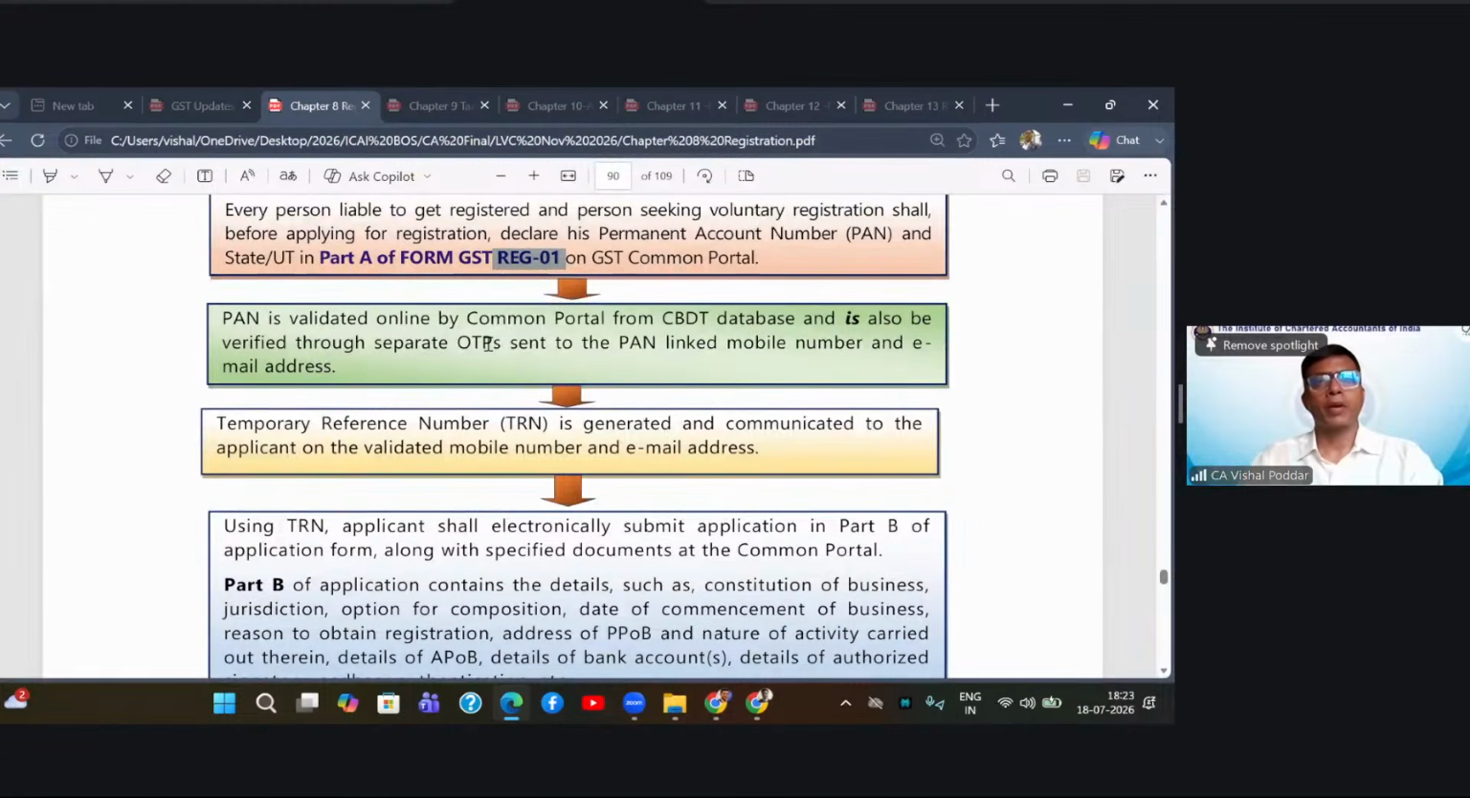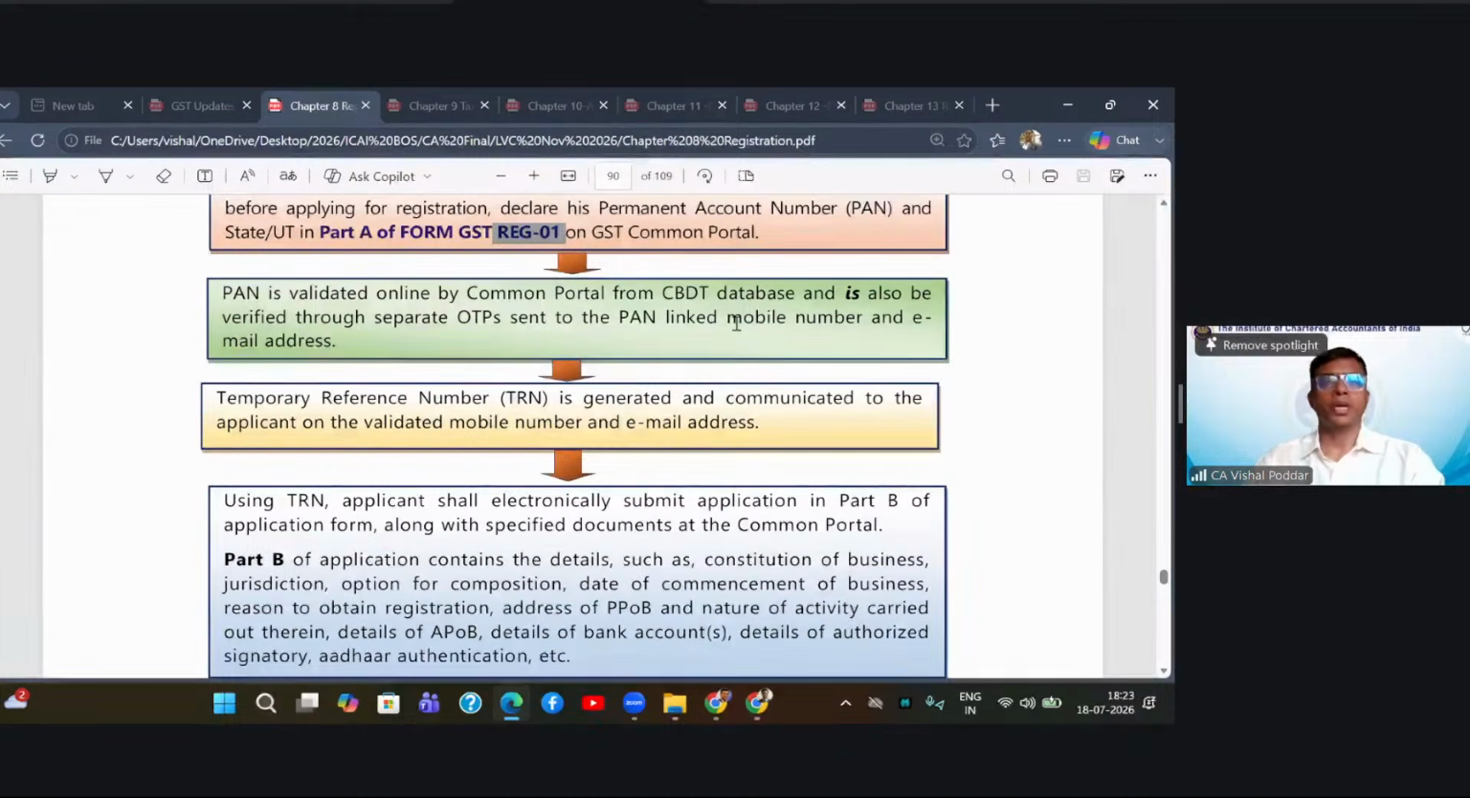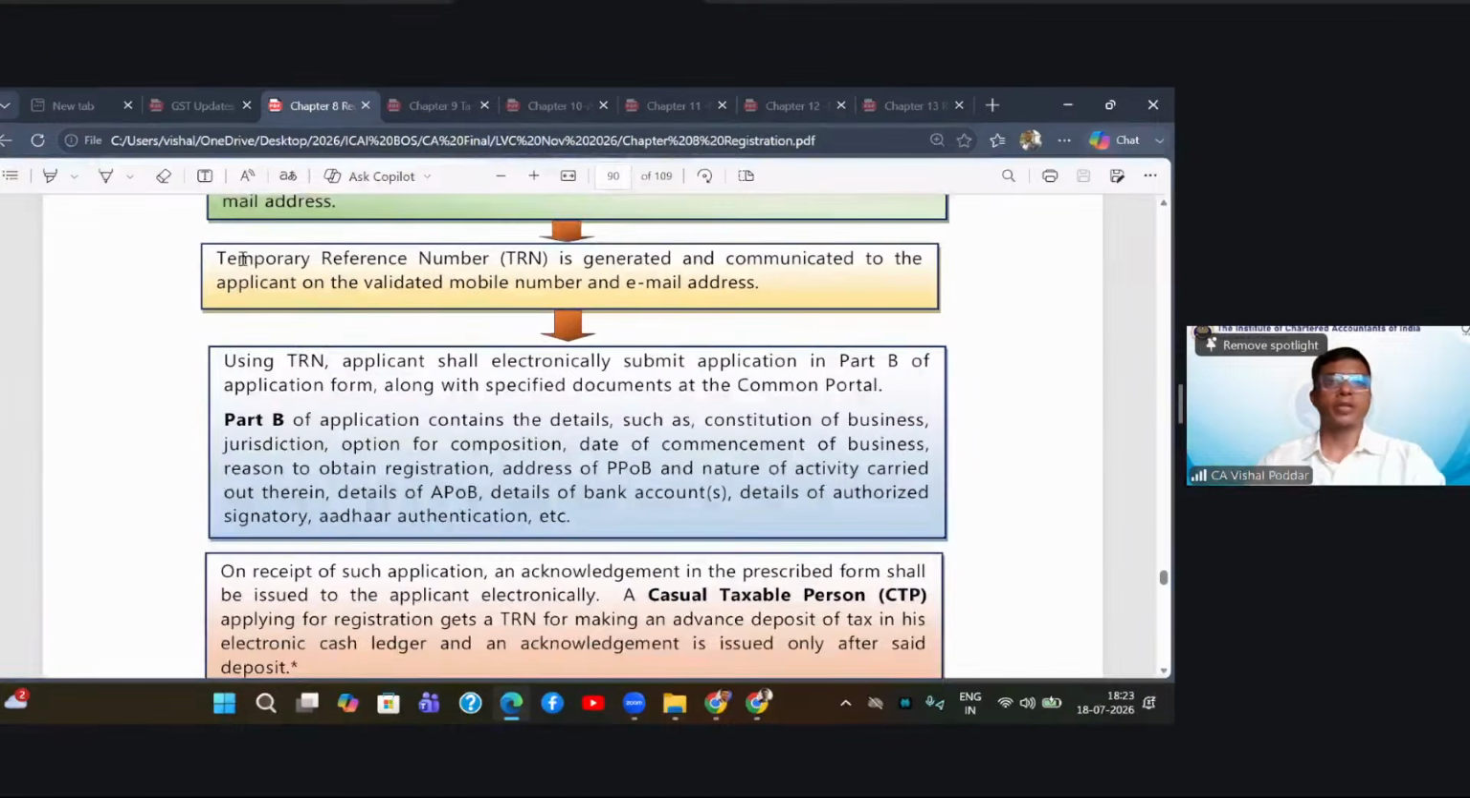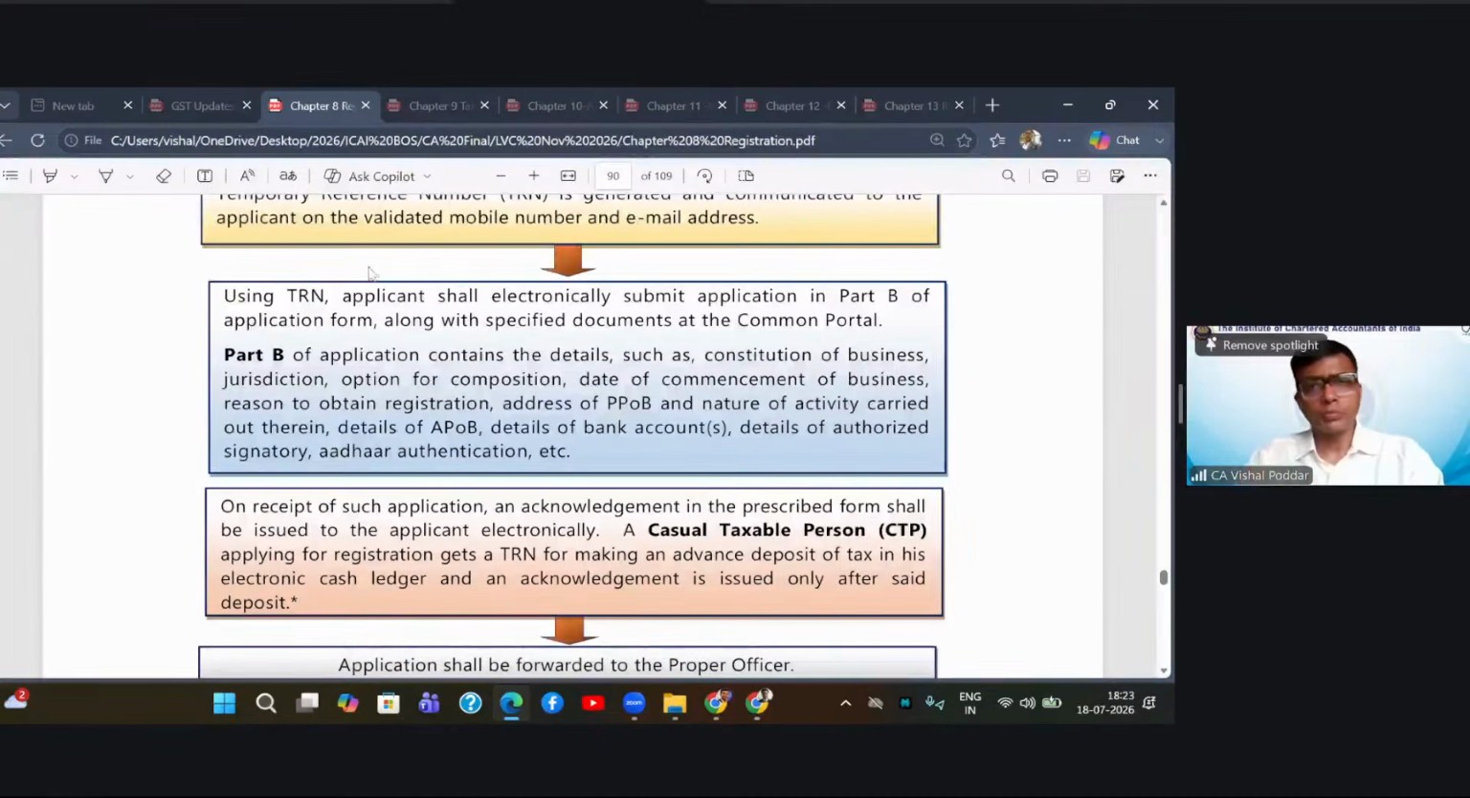Once you fill in part A, the validation of your PAN is done by the GST portal by connecting to the CBDT database. From there, they check whatever details you have given against the PAN, whether it is matching. Once that is done, they will do your OTP verification through the mobile number and the email address which you have given. Once all that is done, you are given a temporary reference number, which is for the time being your temporary identification number.